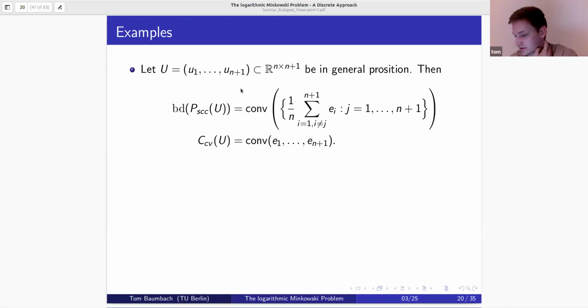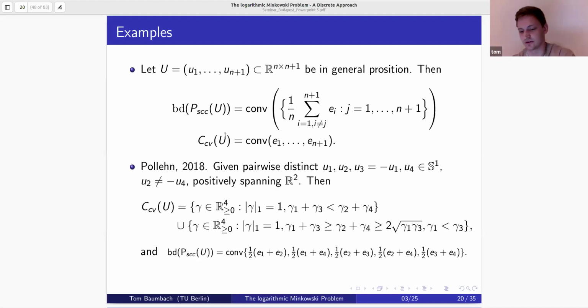And we can write it down as the characteristic vectors of the linear bases of the whole space Rn. And here the linear bases are exactly any n-subset of U. So we always leave out one e_j. And the cone volume set of a simplex is the whole hypersimplex. So it's the whole convex hull of e1 to e(n+1). And this example shows that even though both sets have the same dimension, there could still be a huge gap between these two sets.